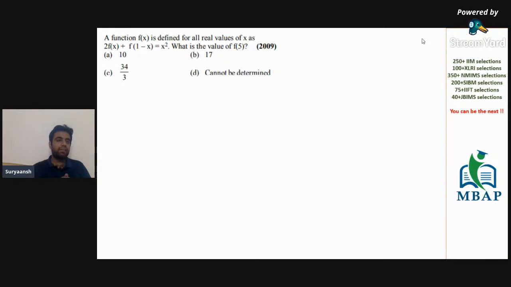Okay. A function f(x) is defined for all real values of x as 2f(x) plus f(1 minus x) is equal to x squared. What is the value of f(5)? So a function is defined by this relation, and we have to find the value of f(5). Let's first substitute x as 5. Then 2 times f(5) plus f(1 minus 5), which is f(minus 4), would be equal to 5 squared.